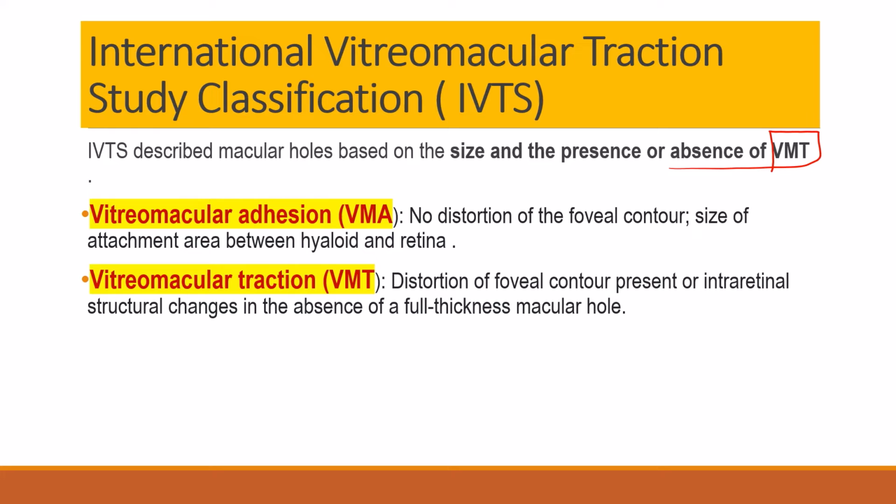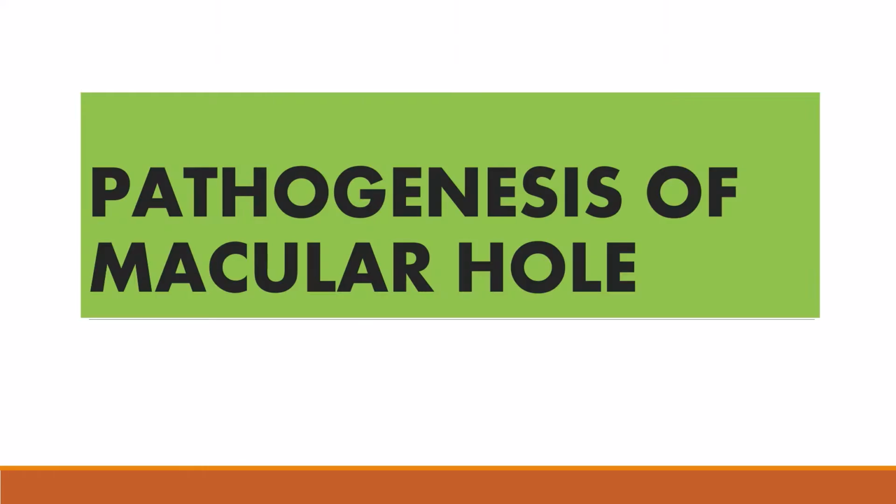So vitreomacular adhesion is one in which there is an adhesion between the vitreous and the macula. However, this is a normal physiological state. There is no distortion of the foveal contour in this condition. However, vitreomacular traction is a pathological condition in which, apart from having the vitreomacular adhesion, there is also a distortion of the foveal contour due to the traction element of the vitreous on the macula. And eventually, this vitreomacular traction will go on to develop a full thickness macular hole.